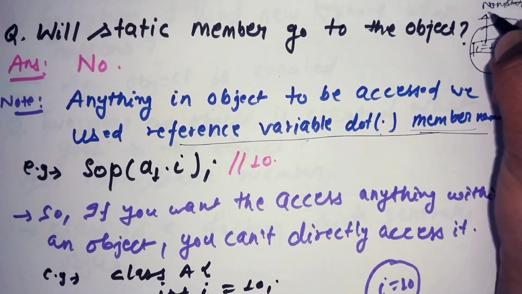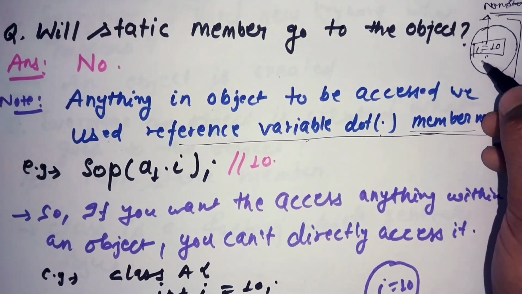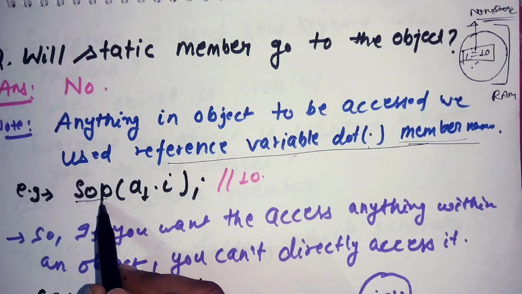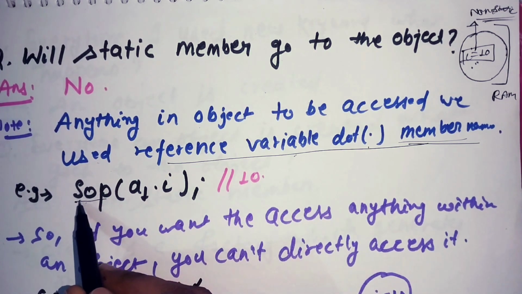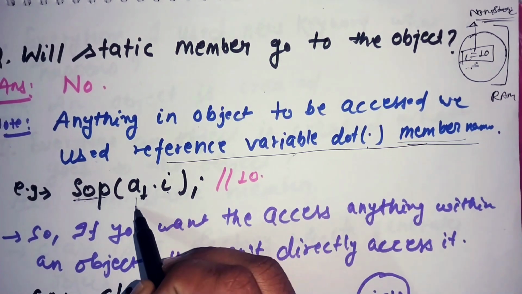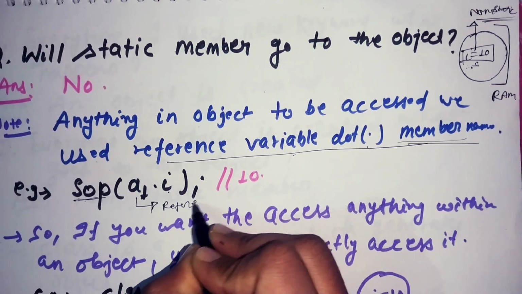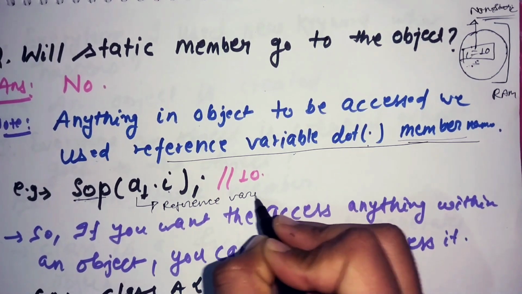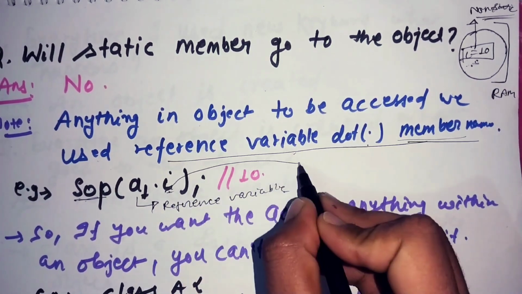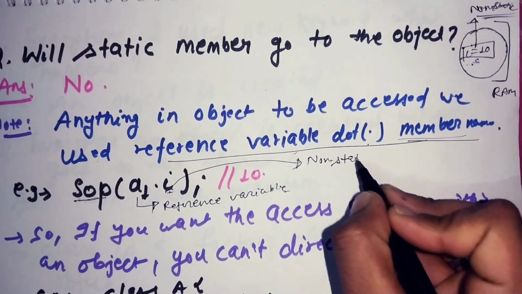How we can access this non-static variable? Reference variable with variable name. जैसे SOP, system dot out dot println, short form SOP, A1 dot i. A1 क्या है? रेफरेंस वेरिएबल. रेफरेंस वेरिएबल डॉट आई. आई क्या है? नॉन स्टेटिक मेंबर.